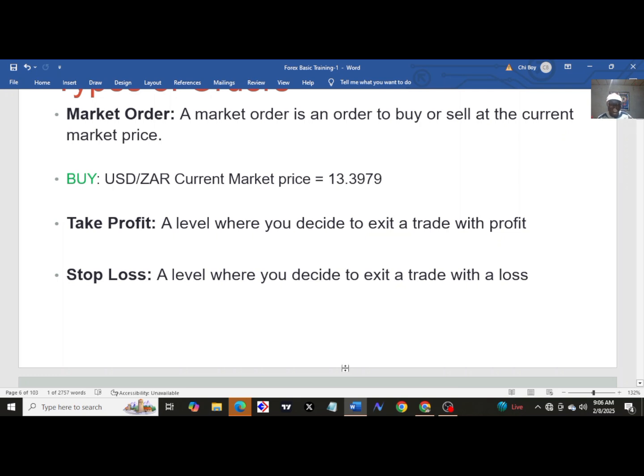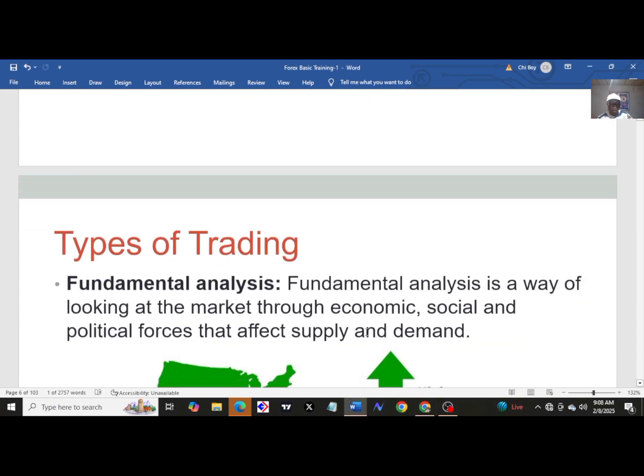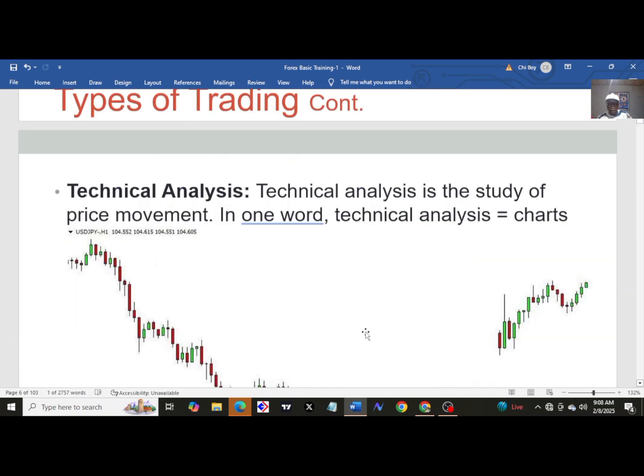We also have take profit, the level where you decide to exit a trade with profit. Take profit is a level you decide to exit a trade with profit. Why stop loss is that, okay, if this market decides to go opposite my prediction, opposite my direction or my bias, this is a point that when you get there, that means I'm completely wrong. Take me out.